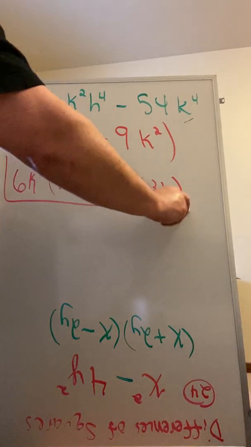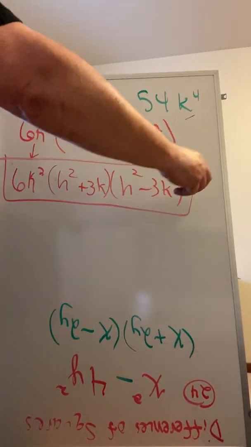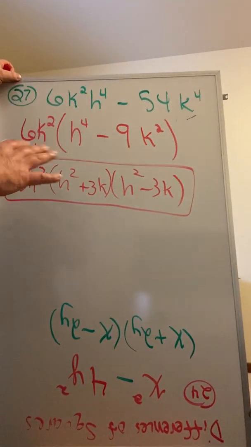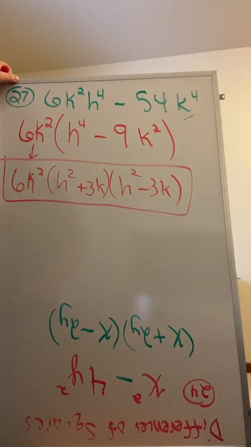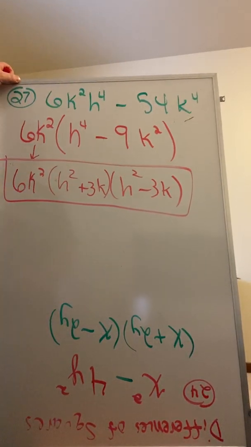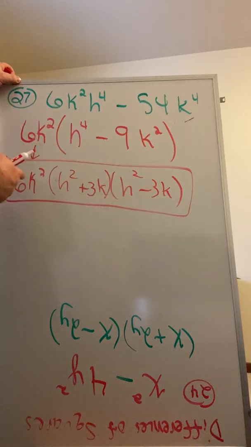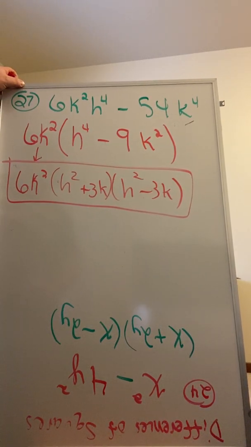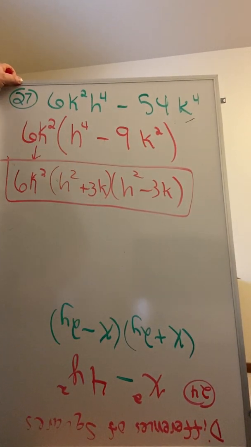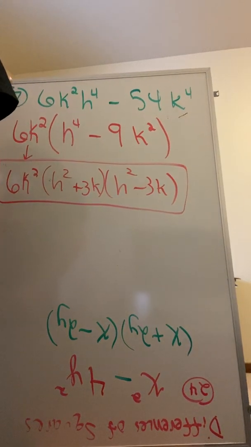This is your answer. Now, as long as it doesn't say make it equal to 0 yet, this is our answer. We have factored this ugly monster into 2 binomials and a coefficient way out in front. That's all you're doing on page 502.